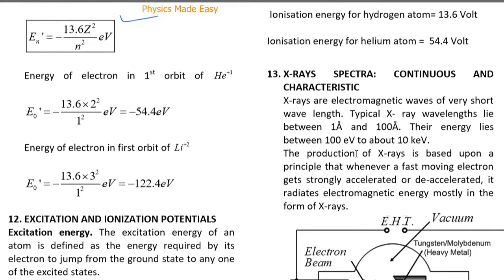So the formula for current I in the nth orbit is Z square by N cube milliamperes. So this is the formula for electric current. This milli is 10⁻³, or I can just write this as Z square divided by N cube into 10⁻³ amperes. Next is excitation and ionization potential.